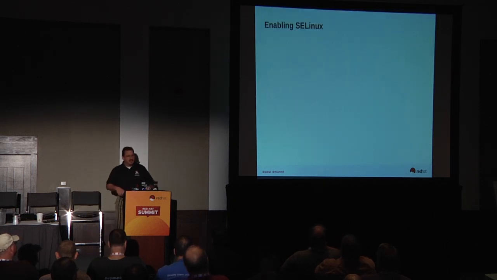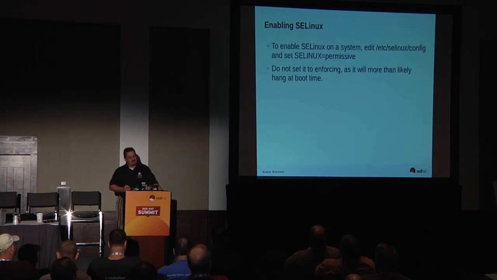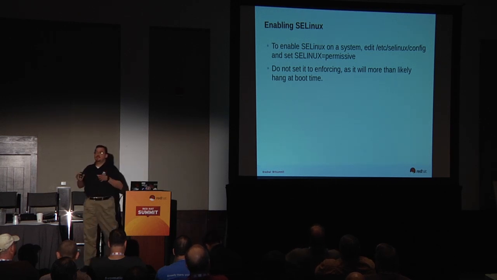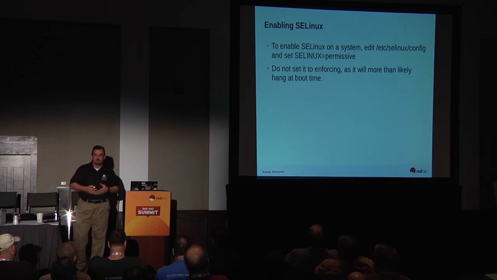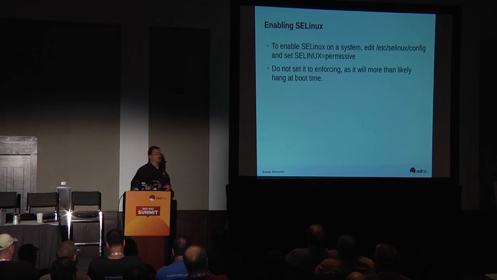So how do I enable SELinux? To enable SELinux, you edit the /etc/selinux/config file and set SELinux to be permissive. When you go from an environment where you have not been using SELinux to one where you want to turn SELinux on, don't put it on enforcing, because your system will almost certainly not boot, because you're going to have SELinux labeling errors all over your file system.